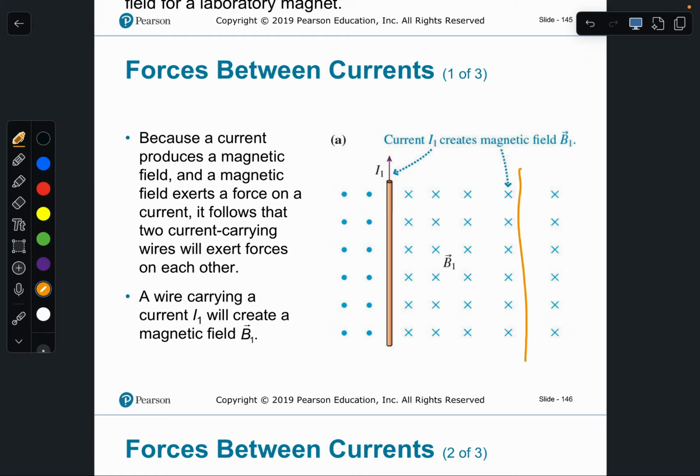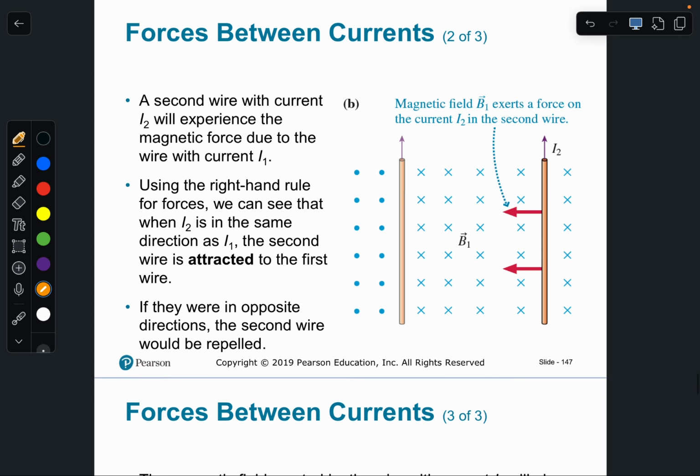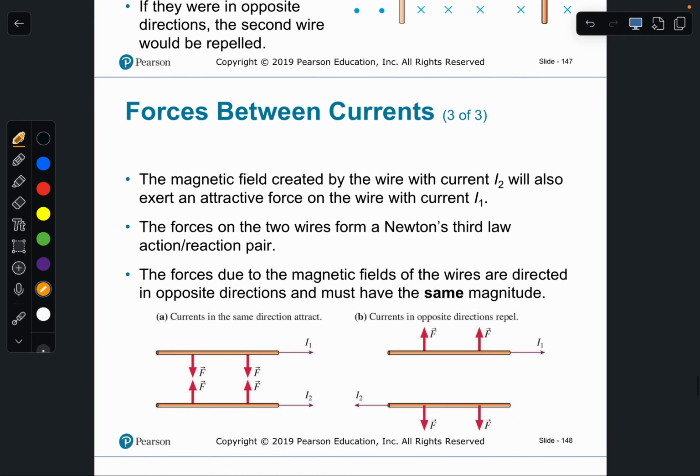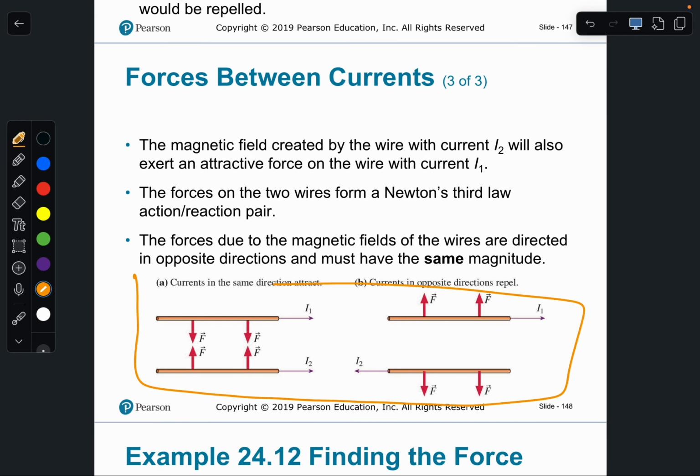So anti-parallel is a repulsive force, parallel is attractive. The way you can remember that is it's the opposite of everything else. For north and south poles, opposite poles attract, and opposite charges attract. Well, guess what? Not here, in the force between wires. So you get an attractive force when the currents are parallel, and a repulsive force when the currents are anti-parallel. Here's that summary right here.